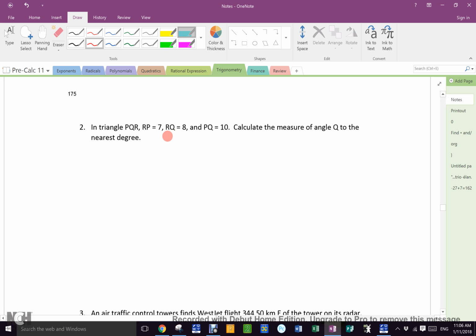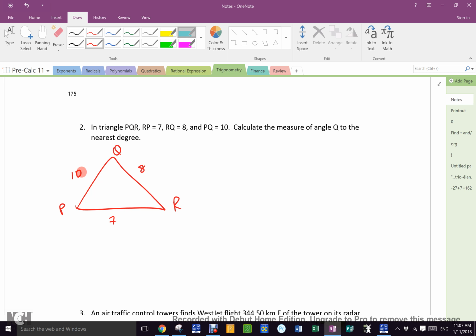Easy peasy lemon squeezy, though. PQR. So, instead of ABC, I got to do PQR. And what do I know about that triangle? All three sides. I know all three sides. So RP is 7, RQ is 8, and PQ is 10. Now, is this the actual triangle, or did I just draw it to help myself out? I just drew it to help myself out.